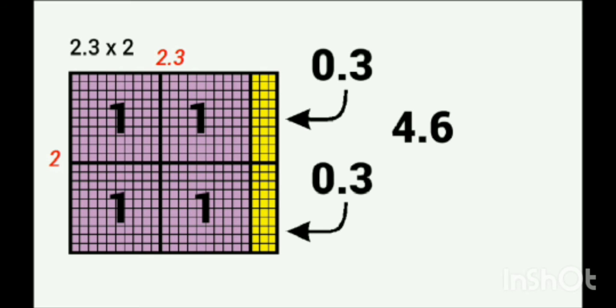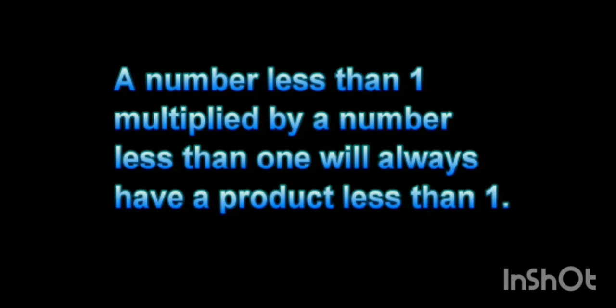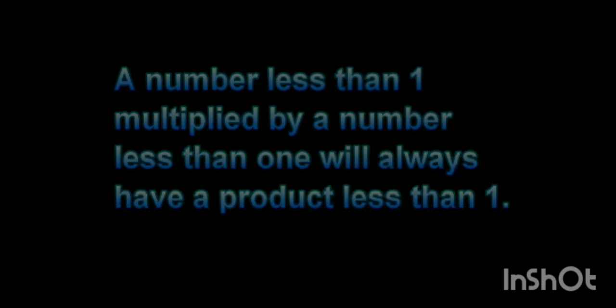So a few things that we should keep in mind here. Whenever you are multiplying two values that are less than 1 whole, such as 0 point something times 0 point something else, the result will always be less than 1 whole, which means you will always shade less than 1 whole of your area model.